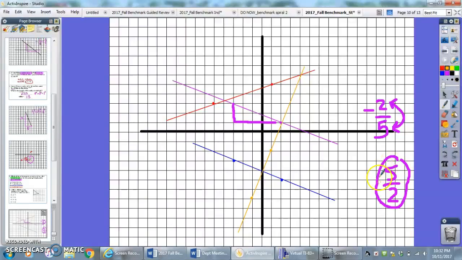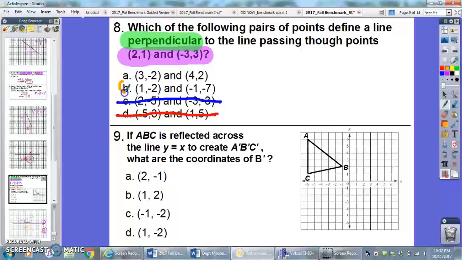But just to double check, I'm going to see if it matches the slope of 5 over 2. So, counting from point to point, my rise does look like it's 5, and my run is 2, which matches the perpendicular slope, and so that would be my answer. And there we go. Number 9, now we're going to reflections across y equals x.